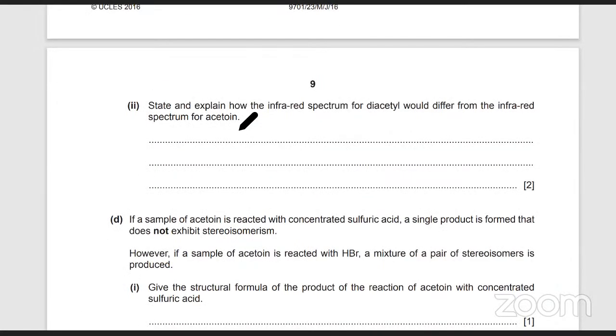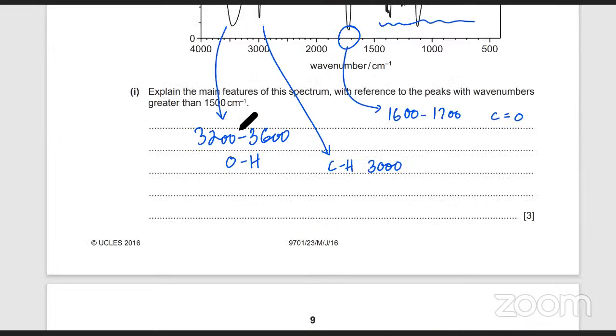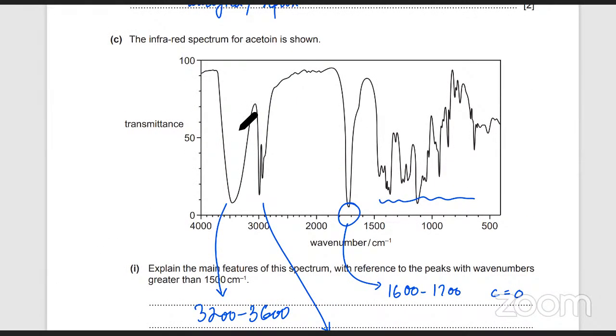Sir, can you also say that the peak for the C double bond O will become even larger in terms of width? It's already a strong bond, so that would not be that noticeable. The C double bond O already has a strong absorption.